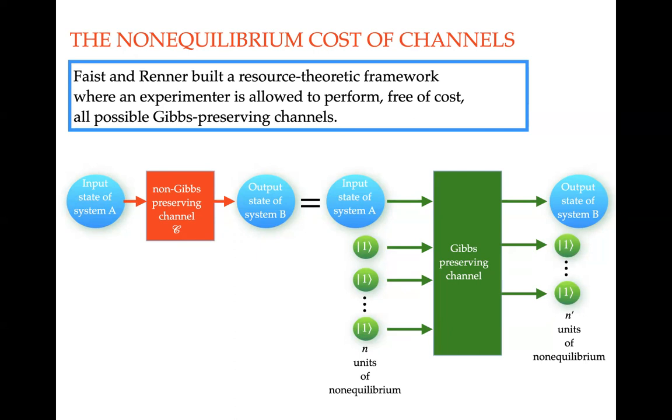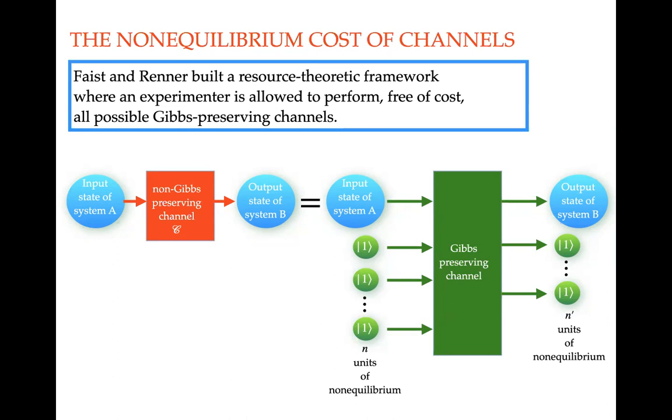So these are the free operations, Gibbs preserving channels, and whatever is not Gibbs preserving would become a resource. So if you want to realize a non-Gibbs preserving channel, you have to mimic it by using Gibbs preserving channels and some resource states. So roughly the scheme is this. You have a target non-Gibbs preserving channel C.